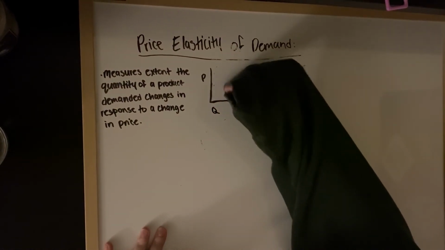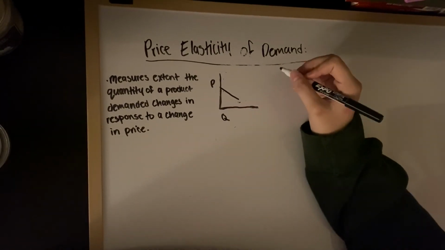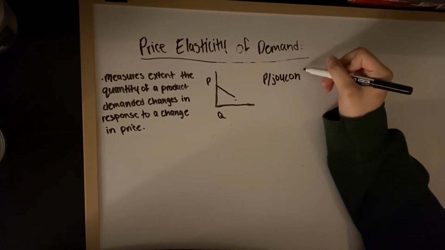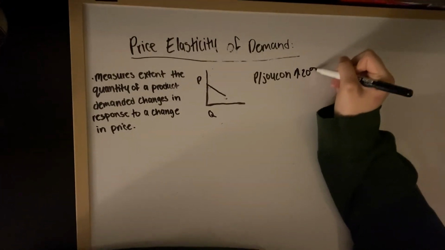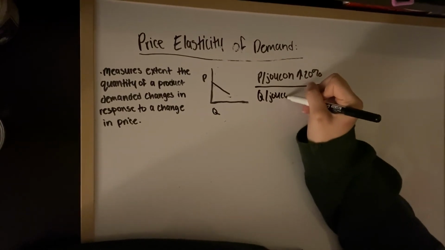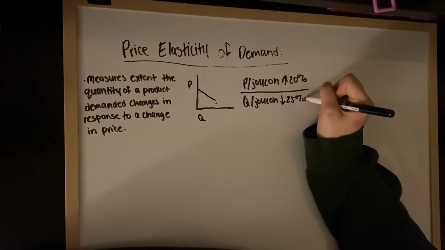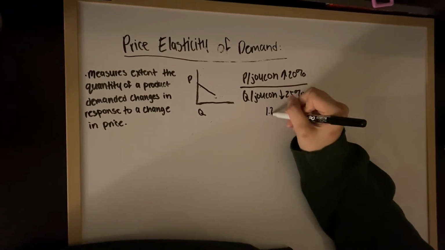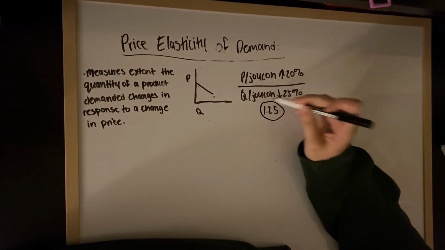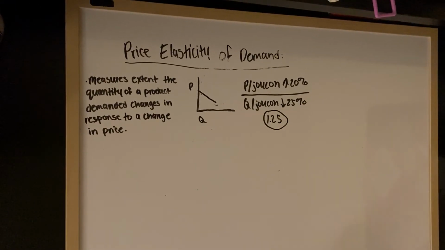And the fourth one, relative elastic, looks like this. Basically what this would mean is if the price per Joy-Con went up by 20%, but the quantity per Joy-Con went down 25%, this would give us 1.25, which is greater than 1. So that makes it relative elastic because it's always greater than 1.